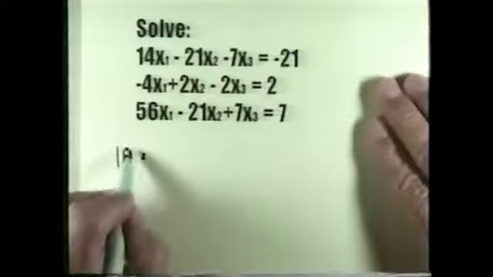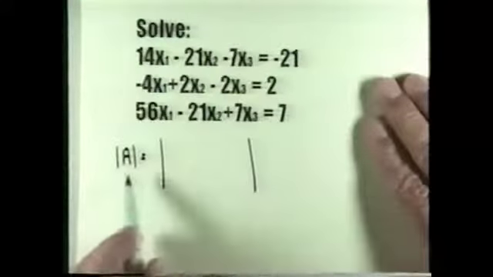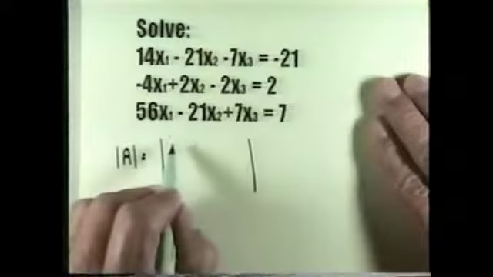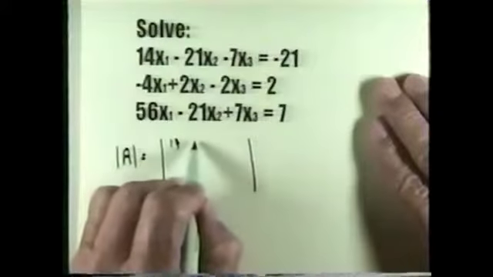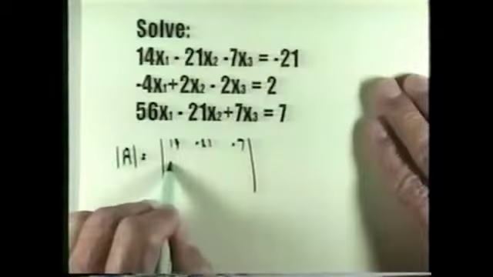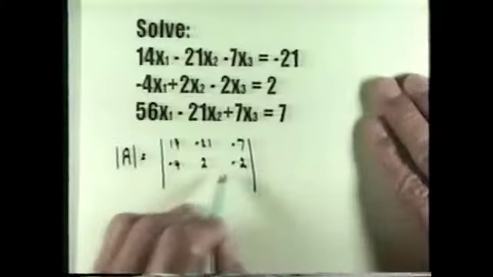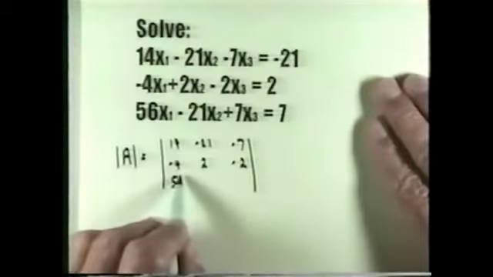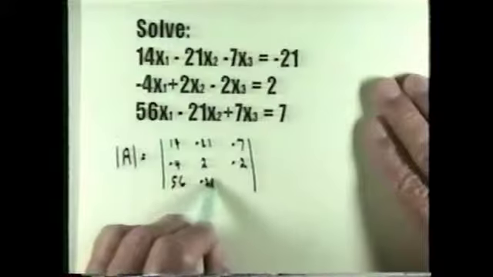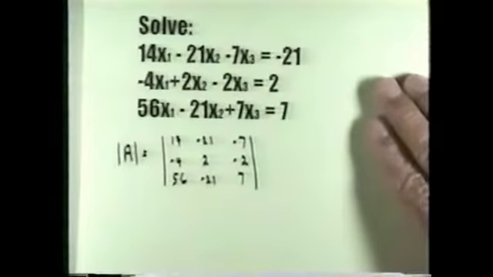So the determinant of A is going to be just the determinant of the coefficient matrix. That's going to be 14, negative 21, negative 7, negative 4, 2, negative 2, 56, negative 21, and 7. So that's what A is.